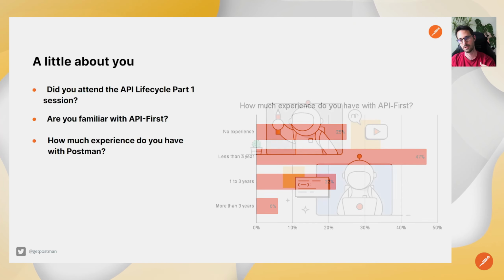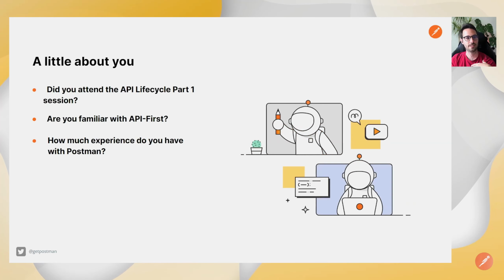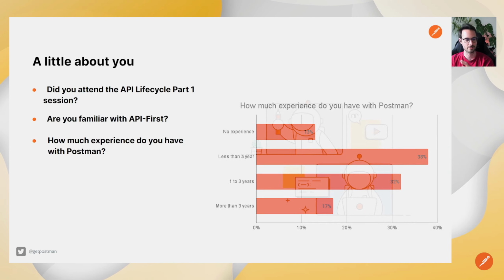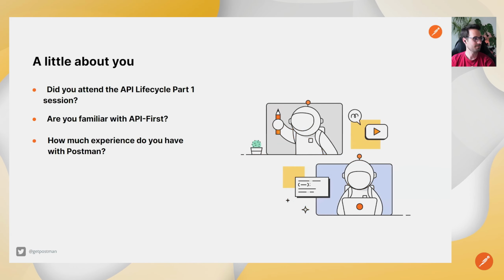So we'll be going through what API first means and the API first development lifecycle. And then there's still a few of you that do not have any experience with Postman. That's also totally fine. And then we can see there's actually 18% that have more than 3 years of experience. And I'm trying to do math quickly, but I would say that's about 70% that have between some experience and 3 years of experience. So that's good to know.